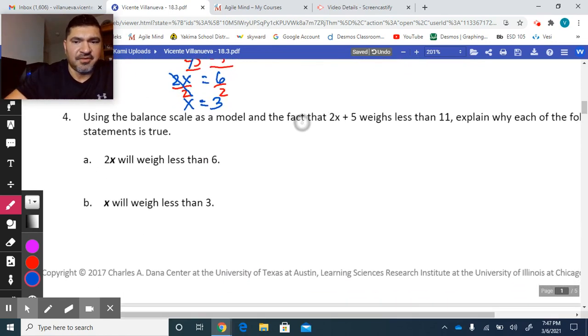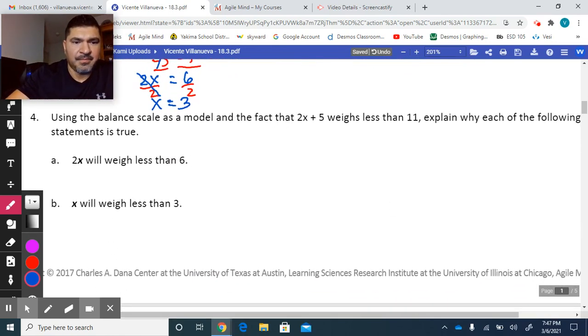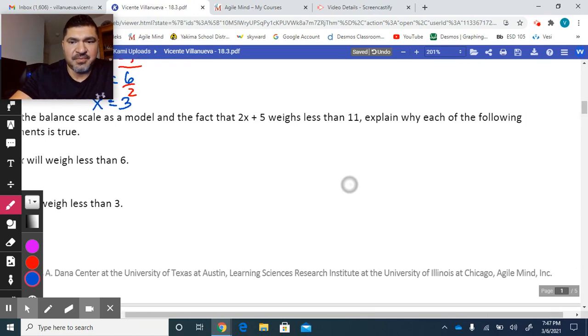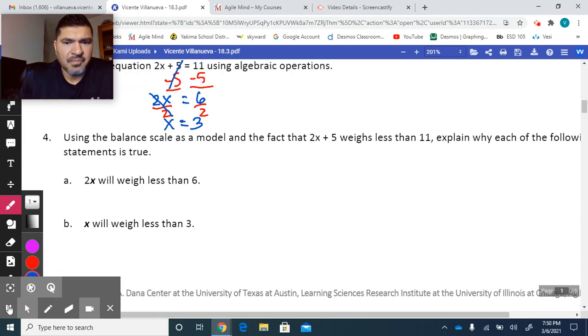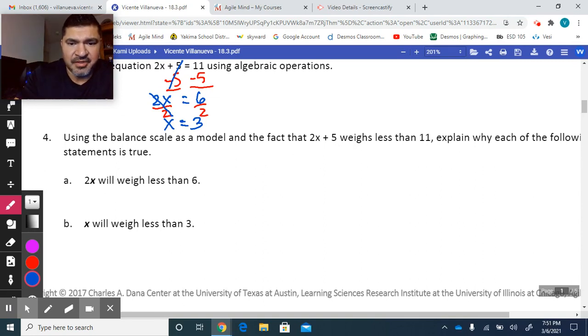And let's go ahead and look at question number 4. Using the balance scale as a model and the fact that 2x plus 5 weighs less than 11, explain why each of the following statements is true. 2x will weigh less than 6. Is that true? Okay, so if we work out this problem here, which is the same as this, except instead of equals, it has less than. So I'm going to go ahead and rewrite this really quick.